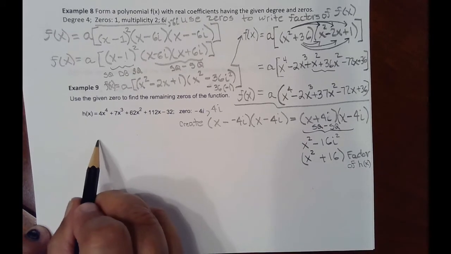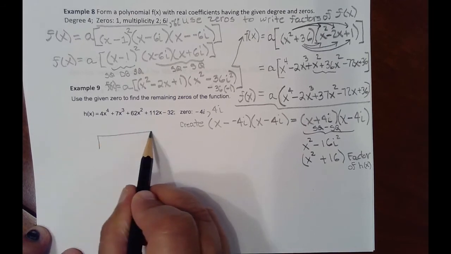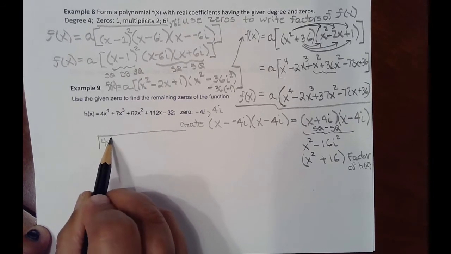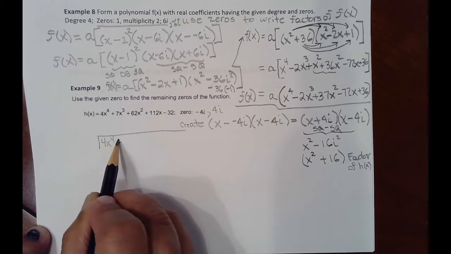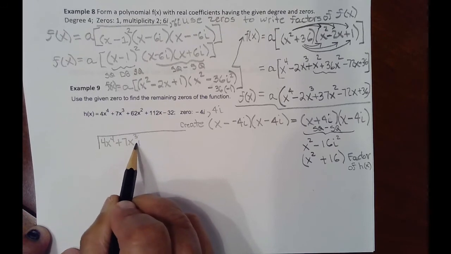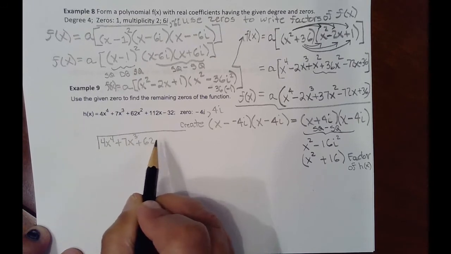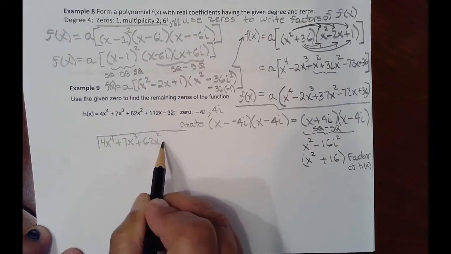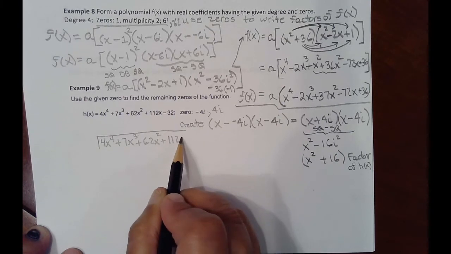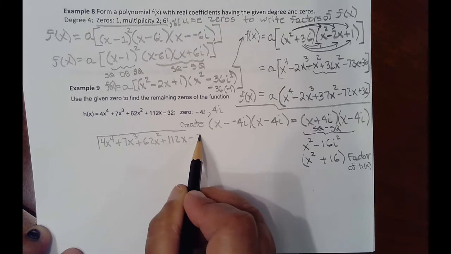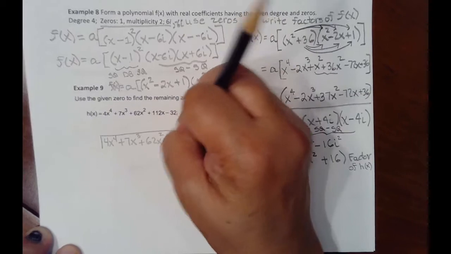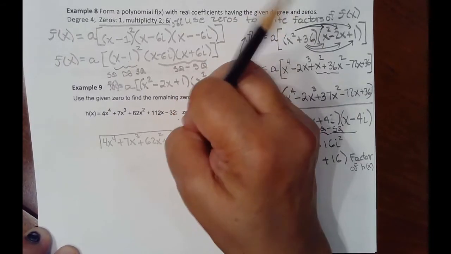Okay, so if it's a factor, that means we can divide it into this original polynomial. 4x to the fourth, 7x cubed, 62x squared, plus 112x minus 32. Get rid of this word right here because we're going to need all the room we can get.